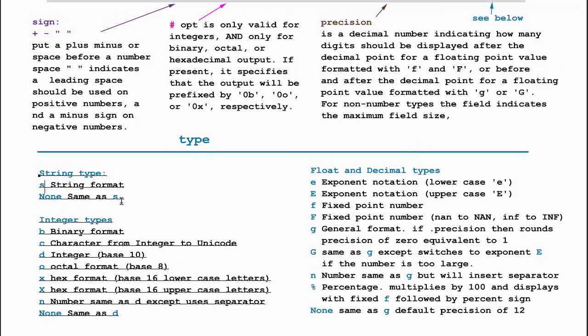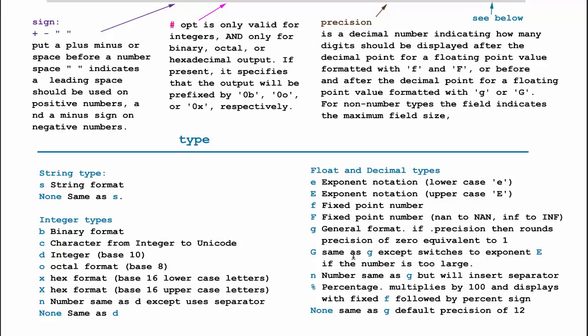So by default for strings, there's just S, and if you don't put anything in there, it will be S. For integers, you have B for binary format, characters from Unicode. So you can put a number in there and get the Unicode character. It's kind of useful for web coding, etc., stuff like that. Integer types, I usually use D if you just want to format it as an integer.